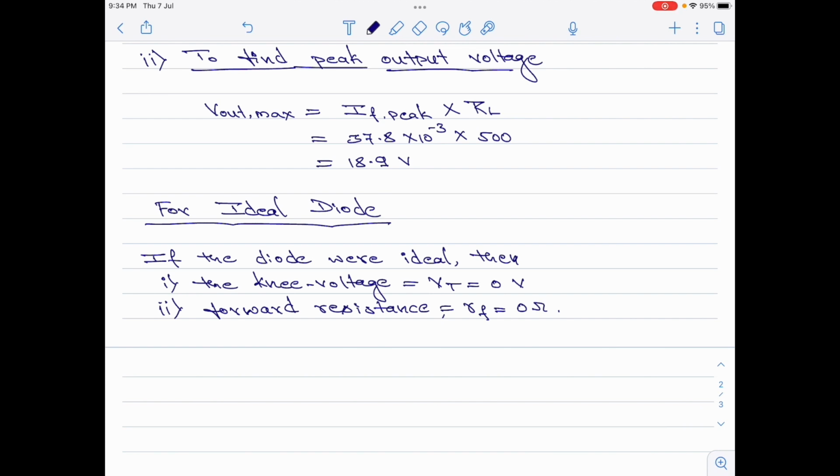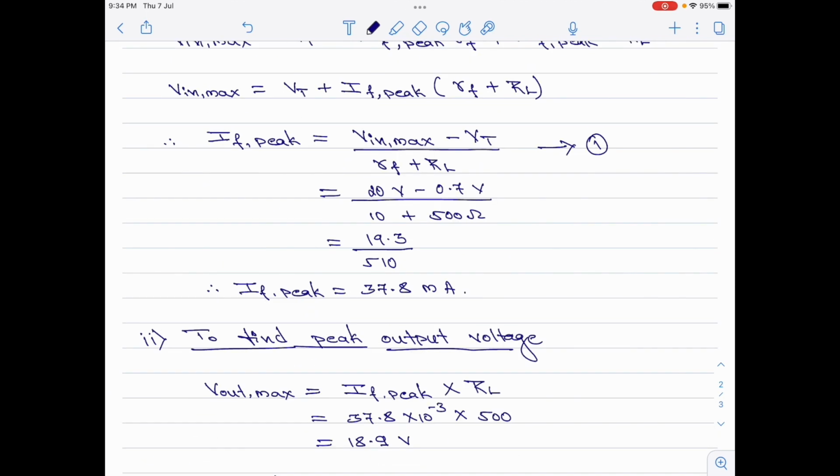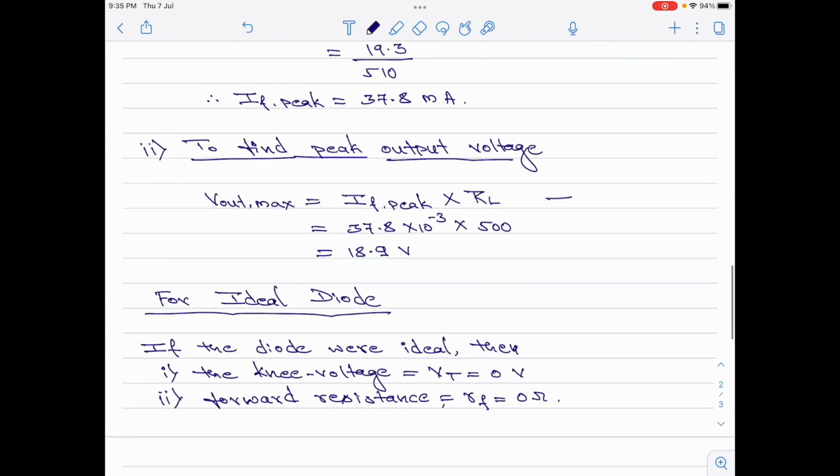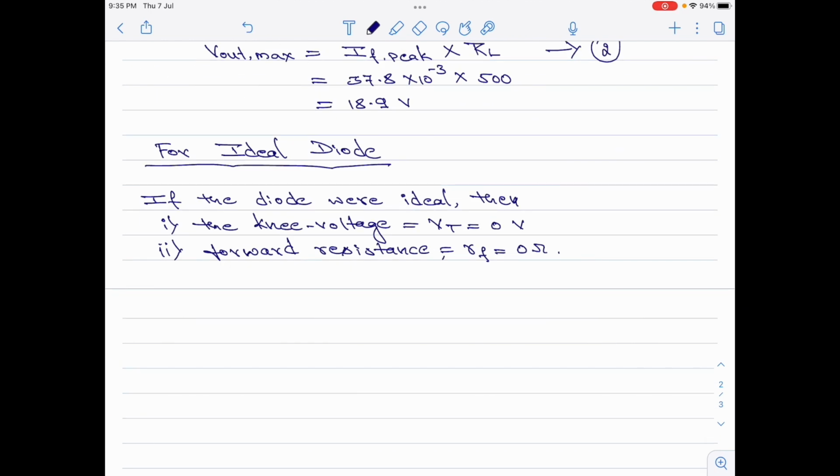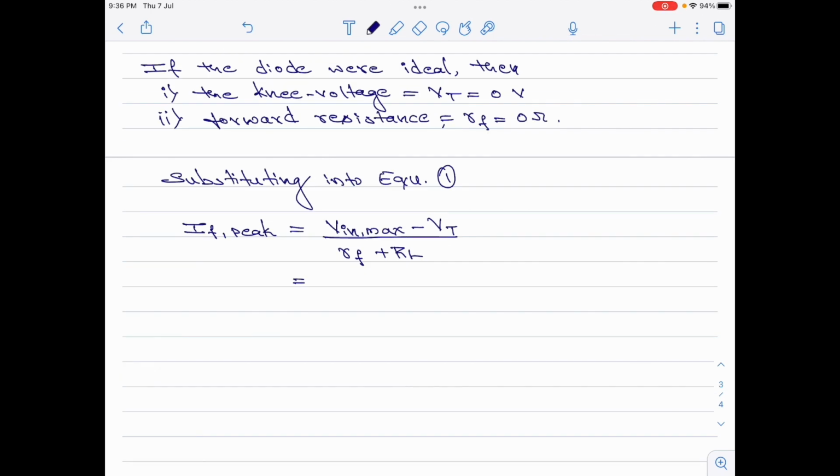Right. So, all we now need to do is to simply substitute these values into equation 1 to find If peak and to equation 2, which is for V out max, to find the peak output voltage. Let us now do that here. Let us substitute into equation 1 first. V in max is equal to 20 volt, Vt is 0, Rf is 0 and RL is equal to 500 ohms. So, the peak value of the diode current now becomes 40 milliamperes.